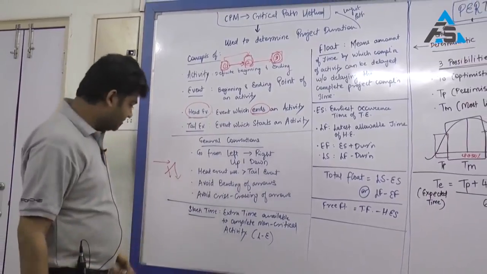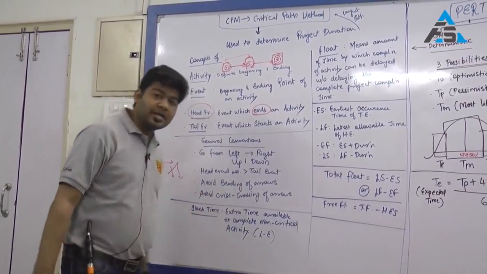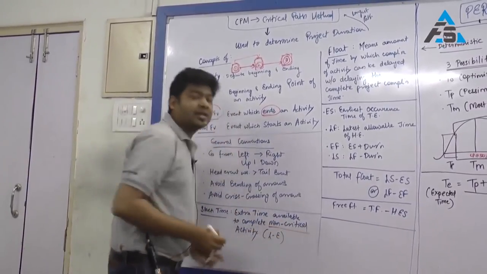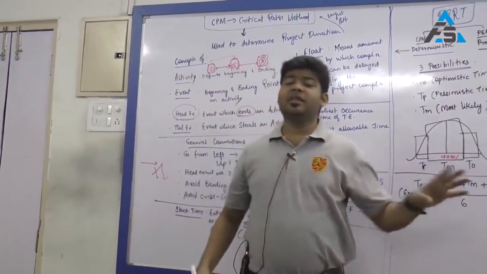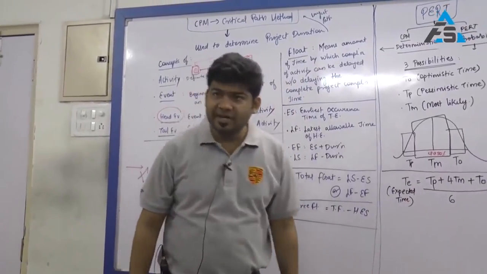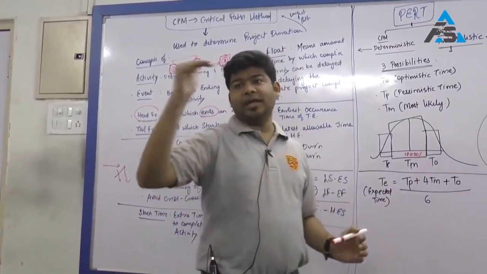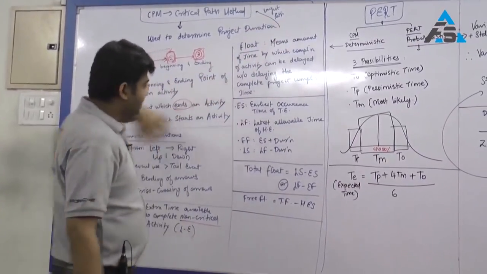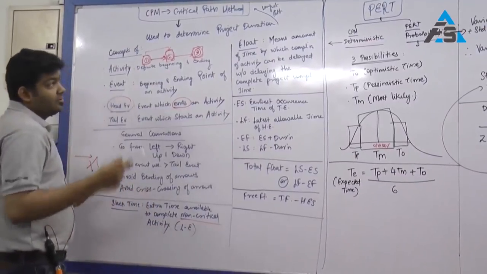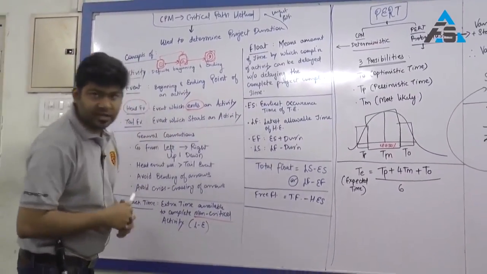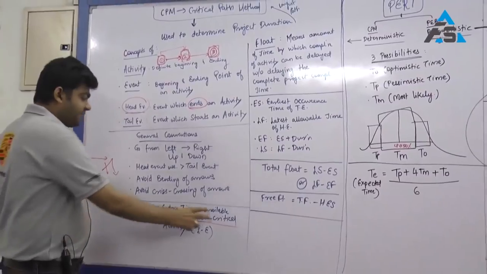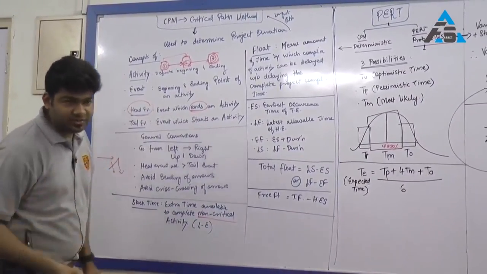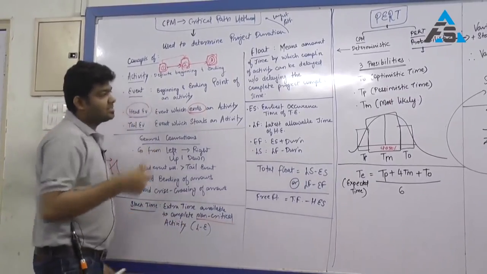Then come certain concepts. One is the concept of slack time. What is slack time? Extra time available to complete non-critical activities. Critical activities will never have any slack time, will never have any floats. The reason being that they are in any case on the longest path. So if they are on the longest path, there is no scope whatsoever left for the critical activities to have any slack or float. But as far as non-critical activities are concerned, definitely they can be delayed, and the duration for which they can be delayed is called the slack time.